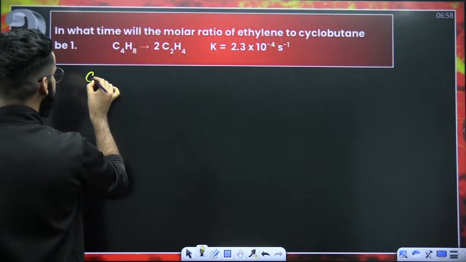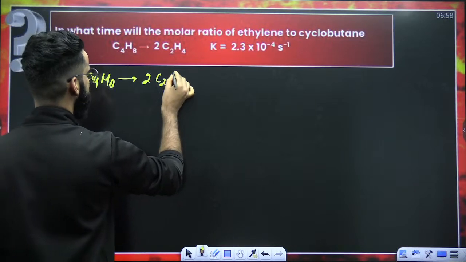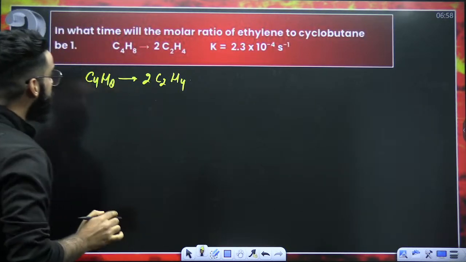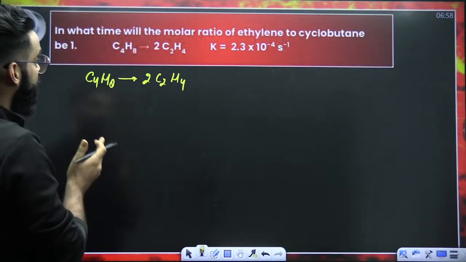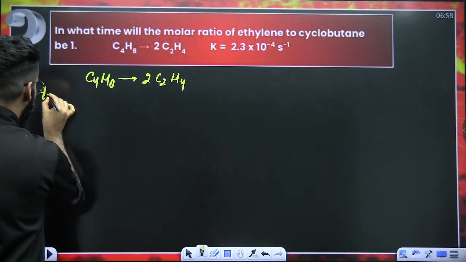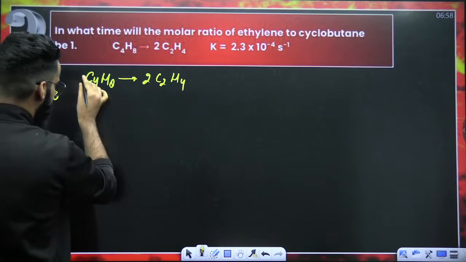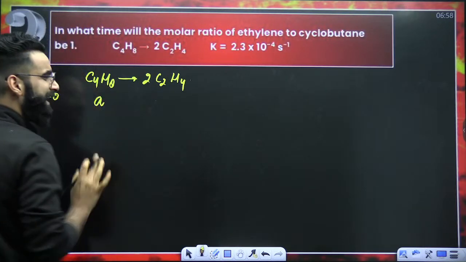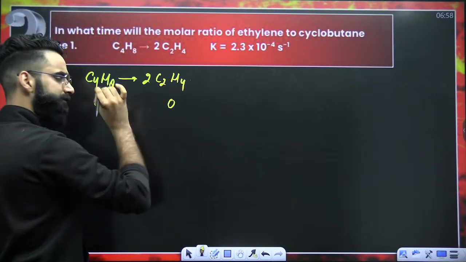First of all, the reaction is C4H8 gives 2 times C2H4. He's asking you, in what time will the molar ratio of ethylene to cyclobutane be 1? Let's assume that at time t equal to 0, the moles of reactant are, for example, A. A represents the initial moles of reactant. The product is, for example, 0, right?